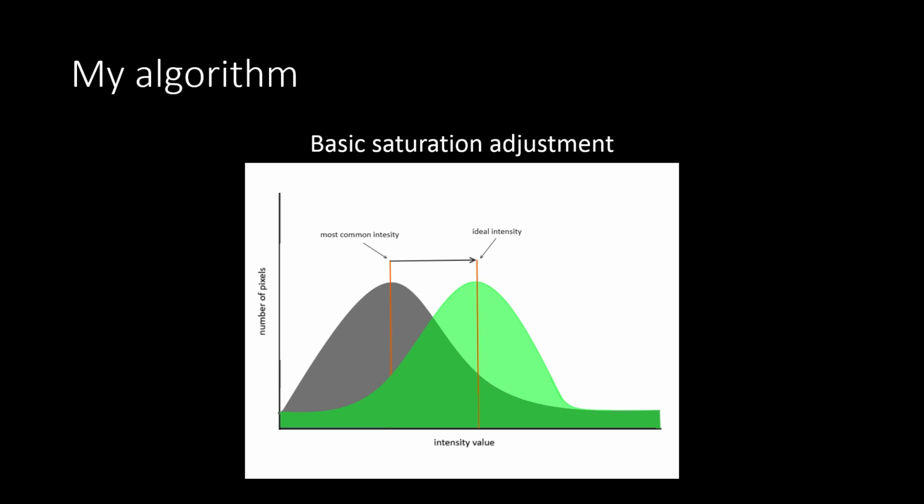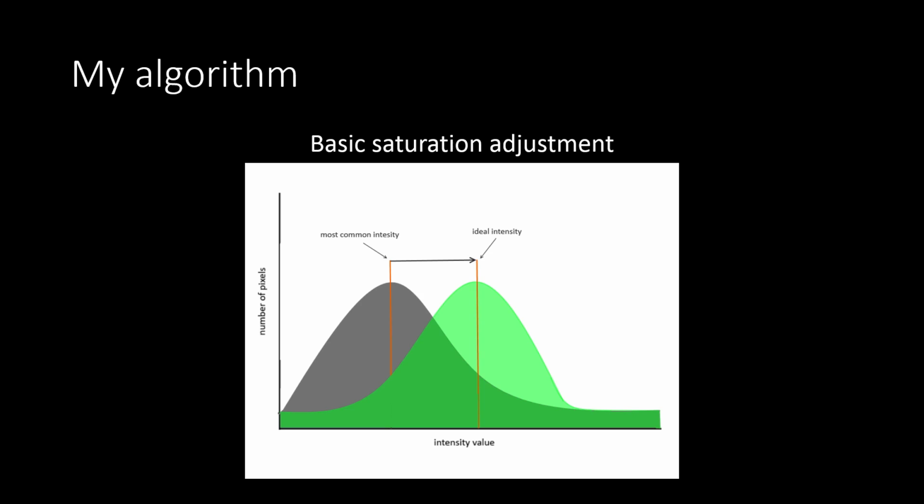I will now discuss basic saturation adjustment. With basic saturation adjustment, we consider this image to be a histogram of an image. The grey area with the orange line represents the most common saturation intensity value, and the green area with an orange line represents an ideal most common saturation value.